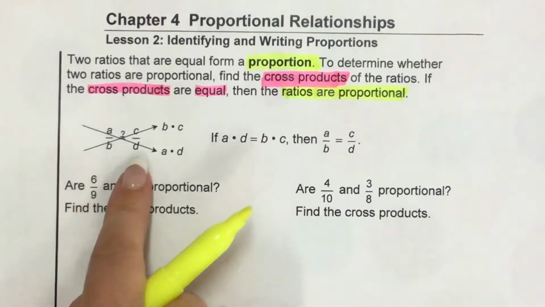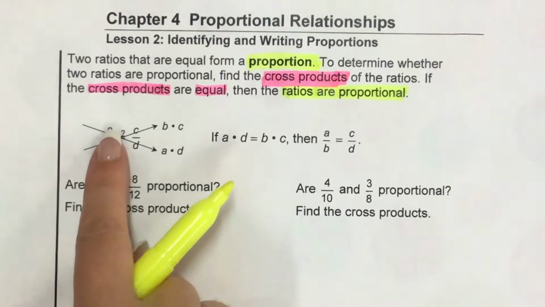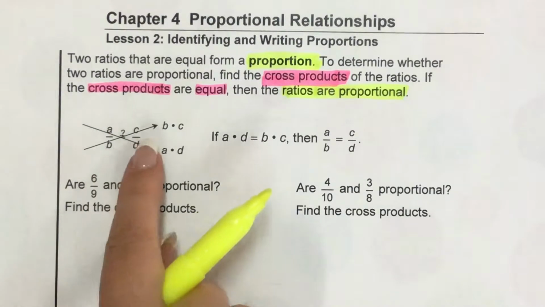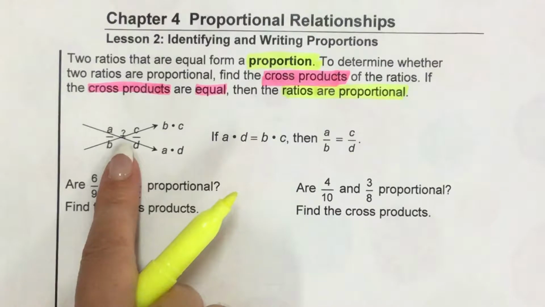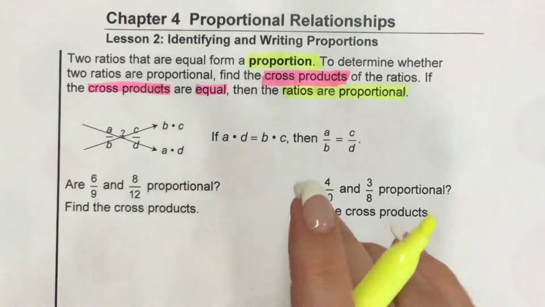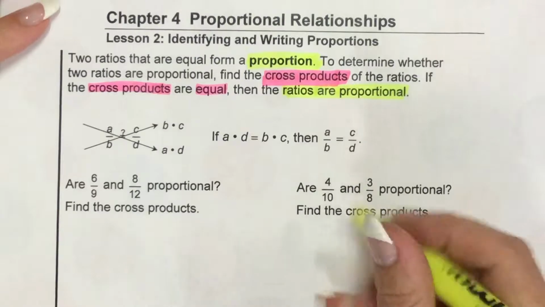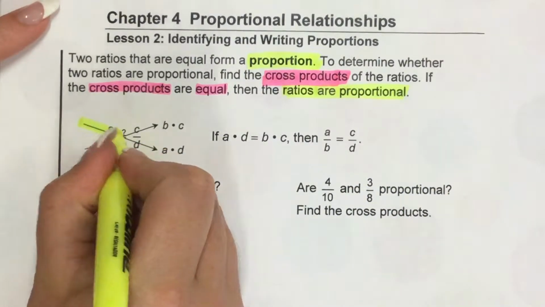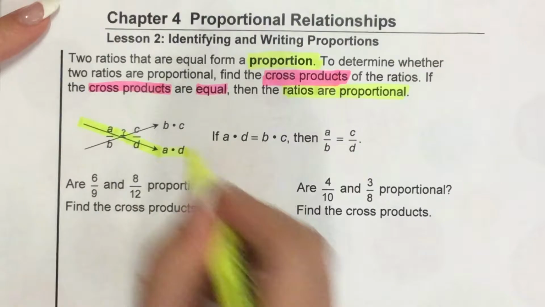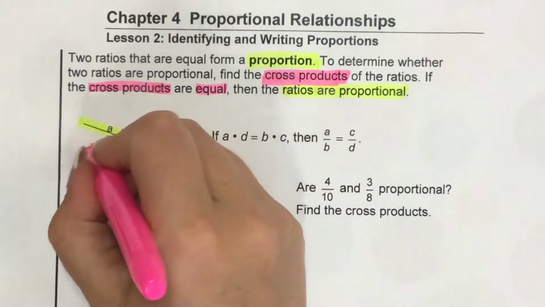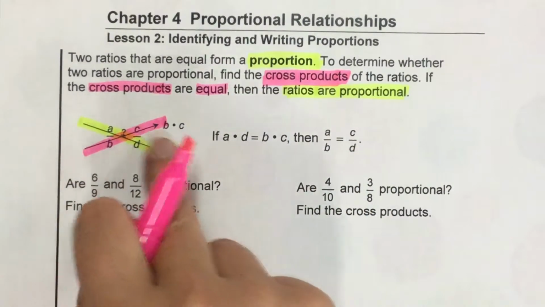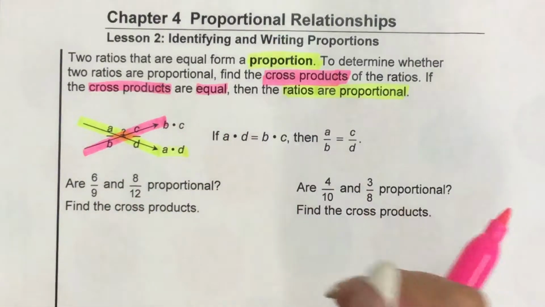Here we have letters, but they represent two ratios. We have A over B, and then we have C over D. If they're equal, then they would be proportional. So we're going to see if they are proportional by figuring out what their cross products are. A cross product is if you take A and multiply it by D, that's going to be a number. And if you take B, look across from each other, this makes a cross, or an X. B multiplied by C, that's going to be a number.